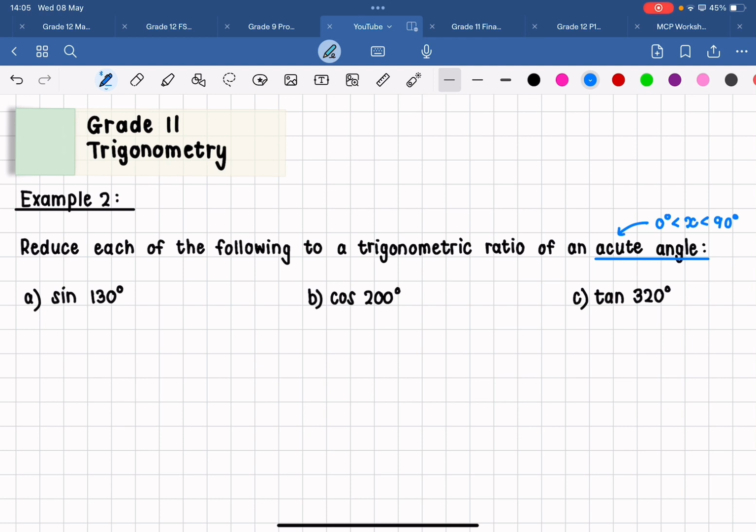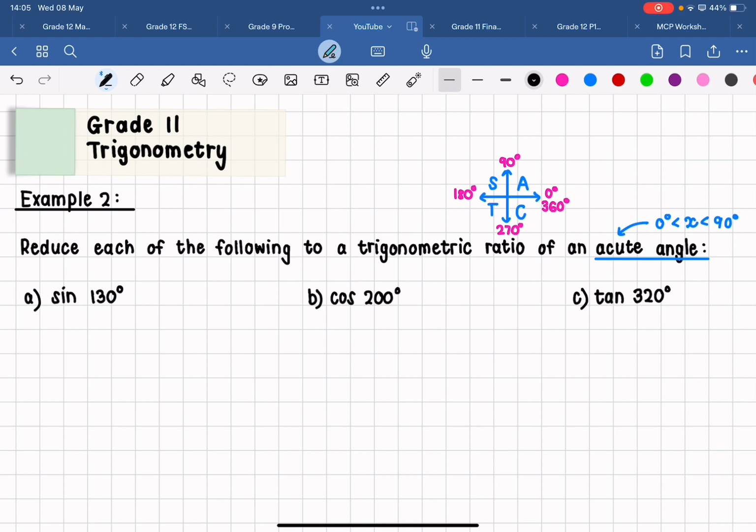So for A, they have given us sine 130 degrees. Now, when we are asked to change any trig ratio, essentially, we always have to refer back to our CAST diagram. So we need to remember that all the trig ratios are positive in quadrant 1, only sine is positive in quadrant 2, tan is positive in quadrant 3, and cos is positive in quadrant 4. We also need to know which degrees we're working with. We have 0, we have 90, we have 180, 270, and then 360.